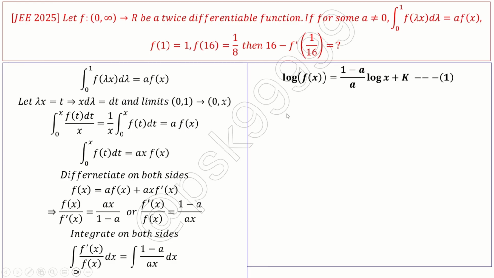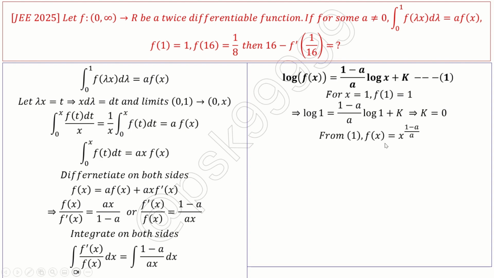Okay, it is log f of x, which is equal to (1 minus a)/a times log of x plus constant k. Now use these values to get the k and a values, right? So that's what we do. For x equal to 1, if you substitute x equal to 1, f of 1 is 1, which means log of 1 is 0, and here also it will be 0, so k is 0. Now, k value we got, so this is my f of x.